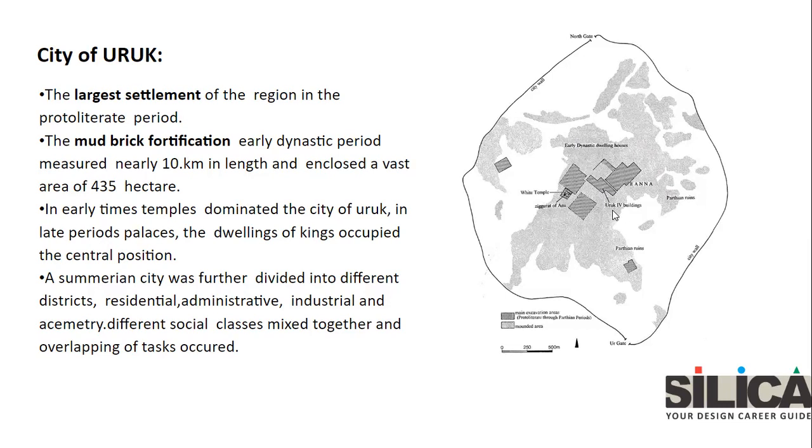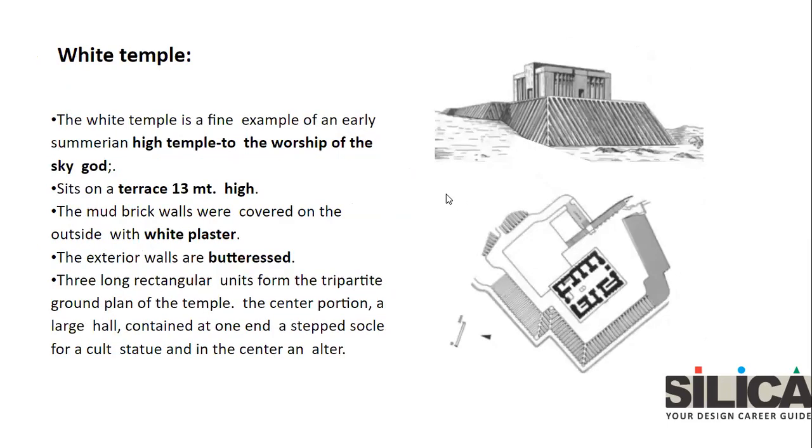So these are different buildings: the ziggurat building, and the White Temple, which is very famous in Uruk. The White Temple is a fine example of an early Sumerian high temple for the worship of the sky god. It sits on a terrace 30 meters high. The mud brick walls were covered on the outside with white plaster. The exterior walls are buttressed.